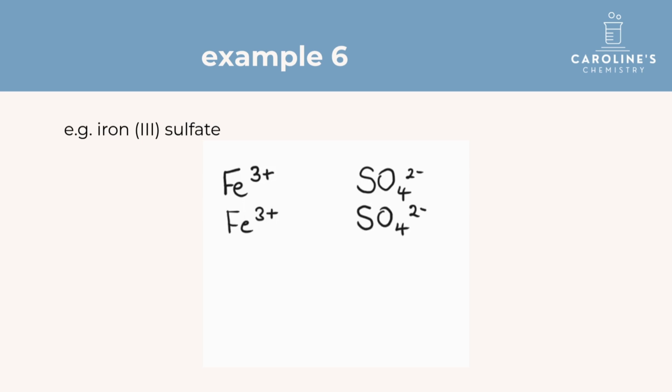Now let's try and balance these negative charges. Let's add another sulfate ion. That gives us 4-, not quite there. Let's add a third sulfate ion. Now we balance 6 plus and 6-.